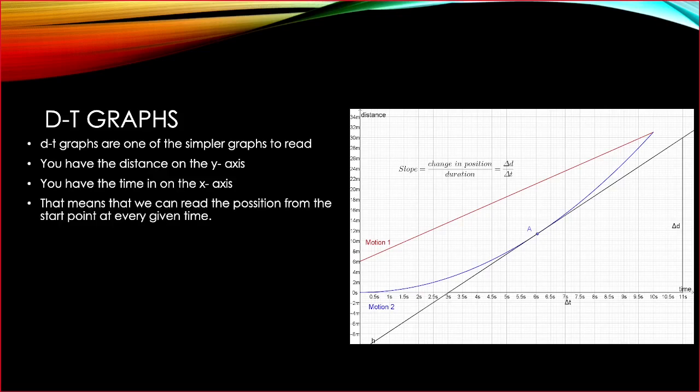This means that we can always read the position from the starting point at any given time. So if I say at 5 seconds, how far away from the starting point were the different kinds of motions? So now we have motion 1 and motion 2. And we can read out exactly how far from the starting position everything is.